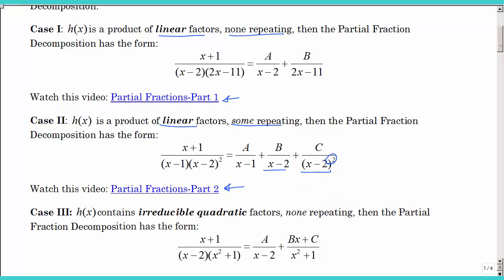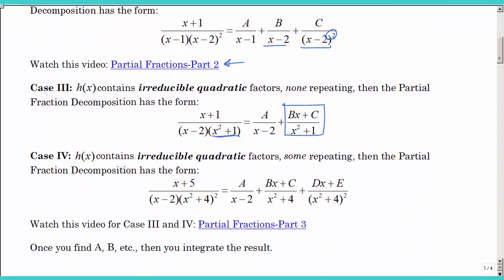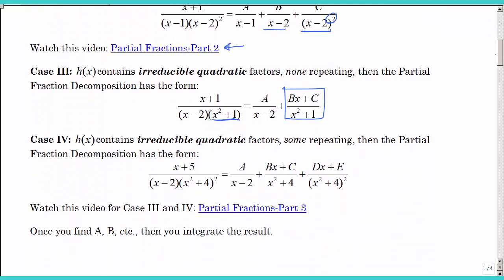The third one is if you have quadratic factors, things that can't be factored like x squared plus 1, and how you take care of that in your setup. And then the last type, that fortunately we do not run into very often, is if you have quadratic factors that are repeated. And again, you have to take care of that repetition.